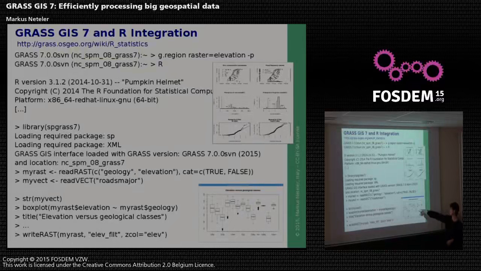I just made some plots, elevation versus geological classes. You get over your data into the R space. Raster and vector are both supported, and you get out your box plot, and that's all. No? So like this, you can really do sophisticated statistics in no time.